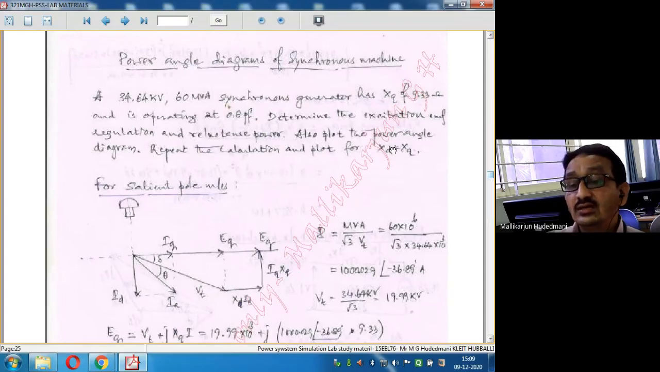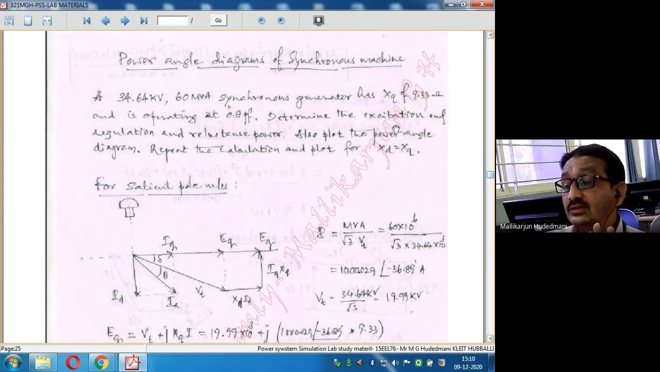When I say quadrature axis reactance, you must recall back the salient pole synchronous generator: direct axis reactance and quadrature axis reactance. Two kinds of reactances that the field system offers. The one which I am speaking of is XQ, quadrature axis reactance, of 9.33 ohm, and it is operating at 0.8 power factor. The general description of a synchronous machine: quadrature reactance is 9.33.